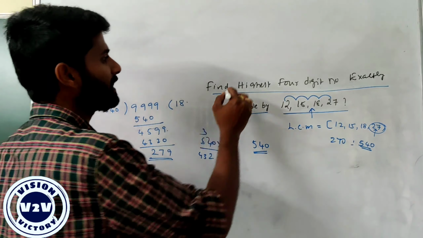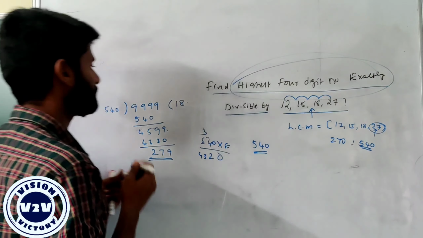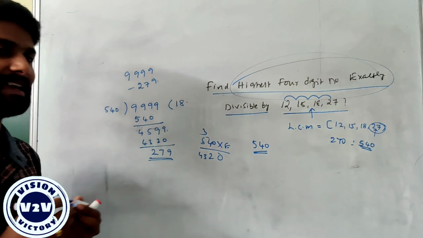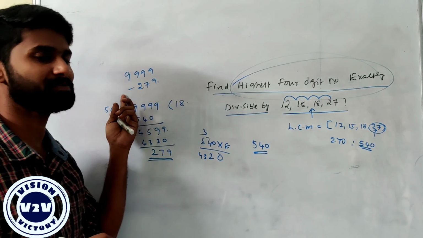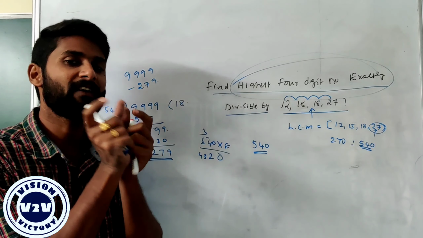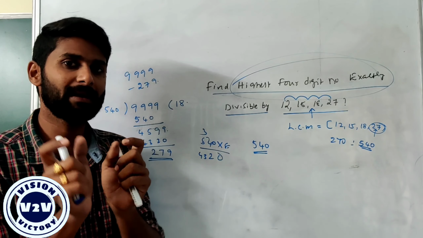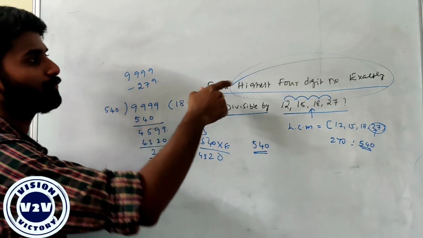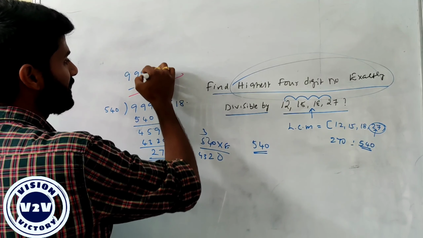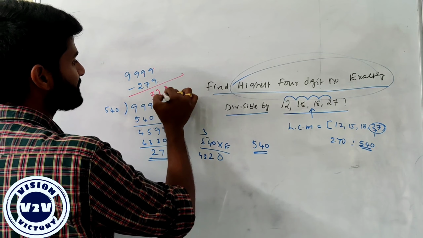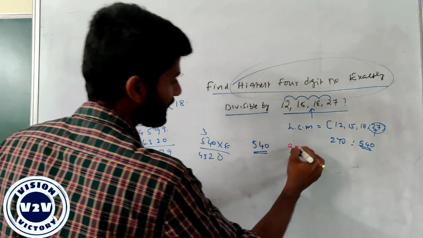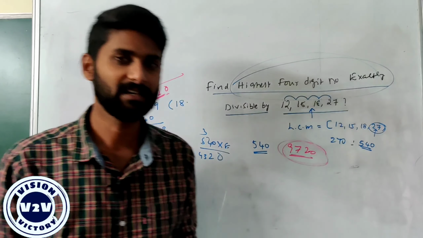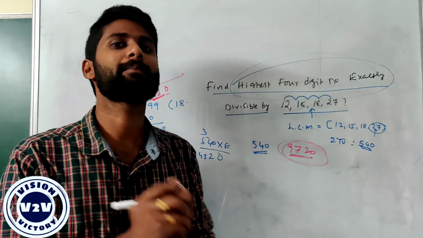See, if you want the highest 4-digit number, the remainder is subtracted from 9999. I clearly mentioned that. If you want the highest number, we can subtract it. If you want the lowest number, find the difference between divisor and remainder, and that difference is always added. Here we can directly subtract the remainder, then we get a 4-digit number. Then 9 minus 9 is 0, 9 minus 7 is 2 and 9 minus 2 is 7. So the answer becomes 9720. So 9720 is exactly divisible by 12, 15, 18 and 27. Clear? And this is the introduction about the LCM and HCF. Clear? Thank you.